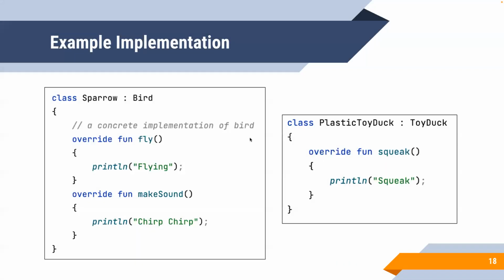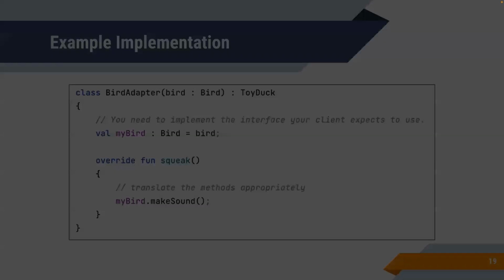So we have maybe a sparrow. Sparrow implements bird. So sparrow has a fly method and it has a make sound method and it chirps. And now we have a plastic toy duck, which just squeaks. These are just classes that implement that. These are the more concrete classes for those interfaces.